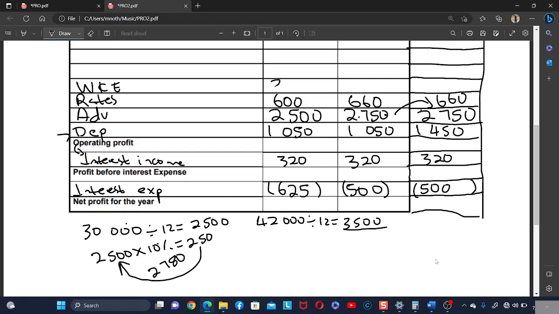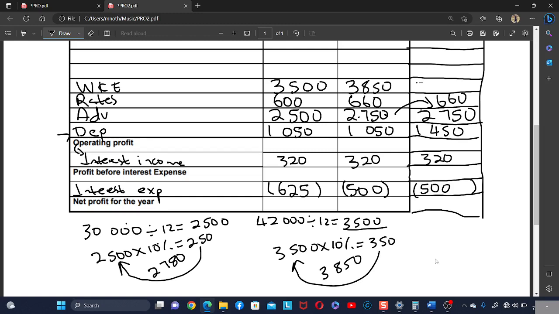So in July, they are going to be 3.5. But then we are told that in August, they will increase by 10%. So times 10%, that is going to be 350. So if you add these two, they will give you 3,850. So now from August, the water and electricity, they are going to be 3,850.